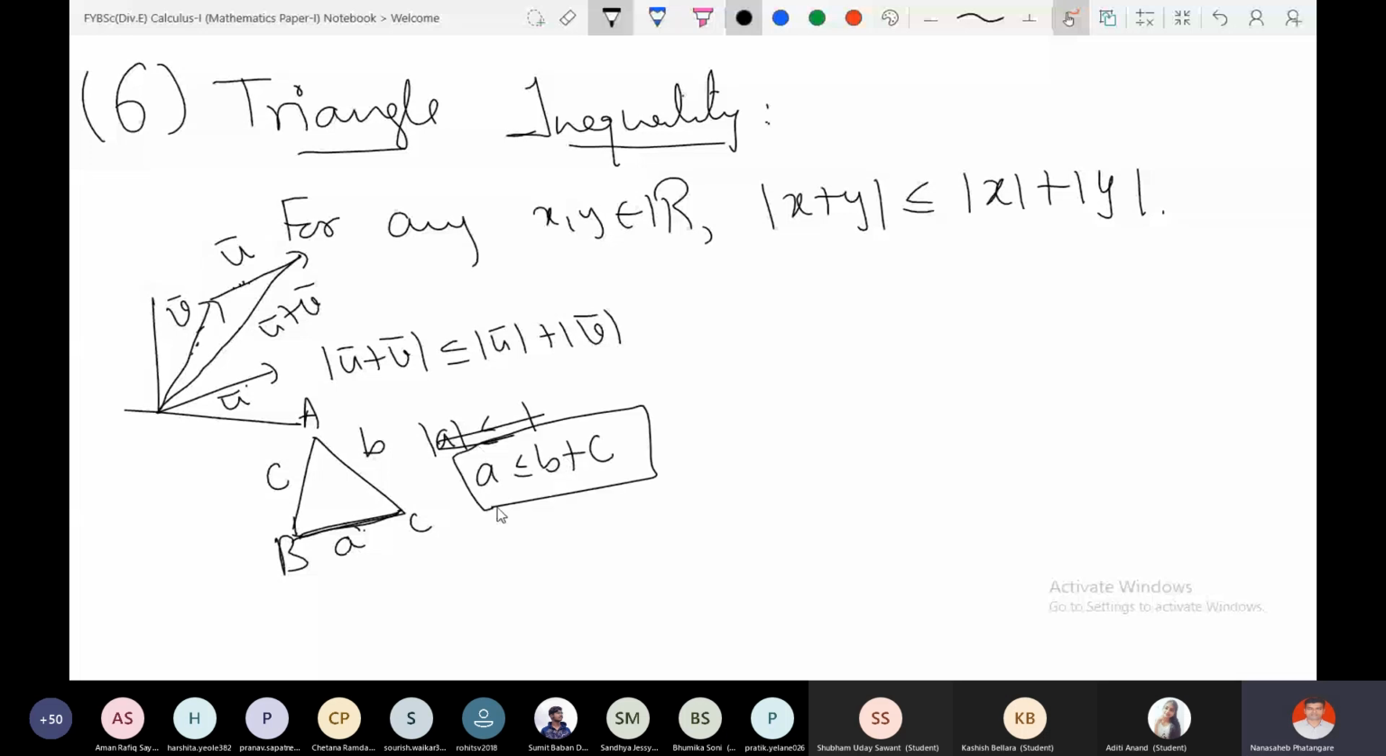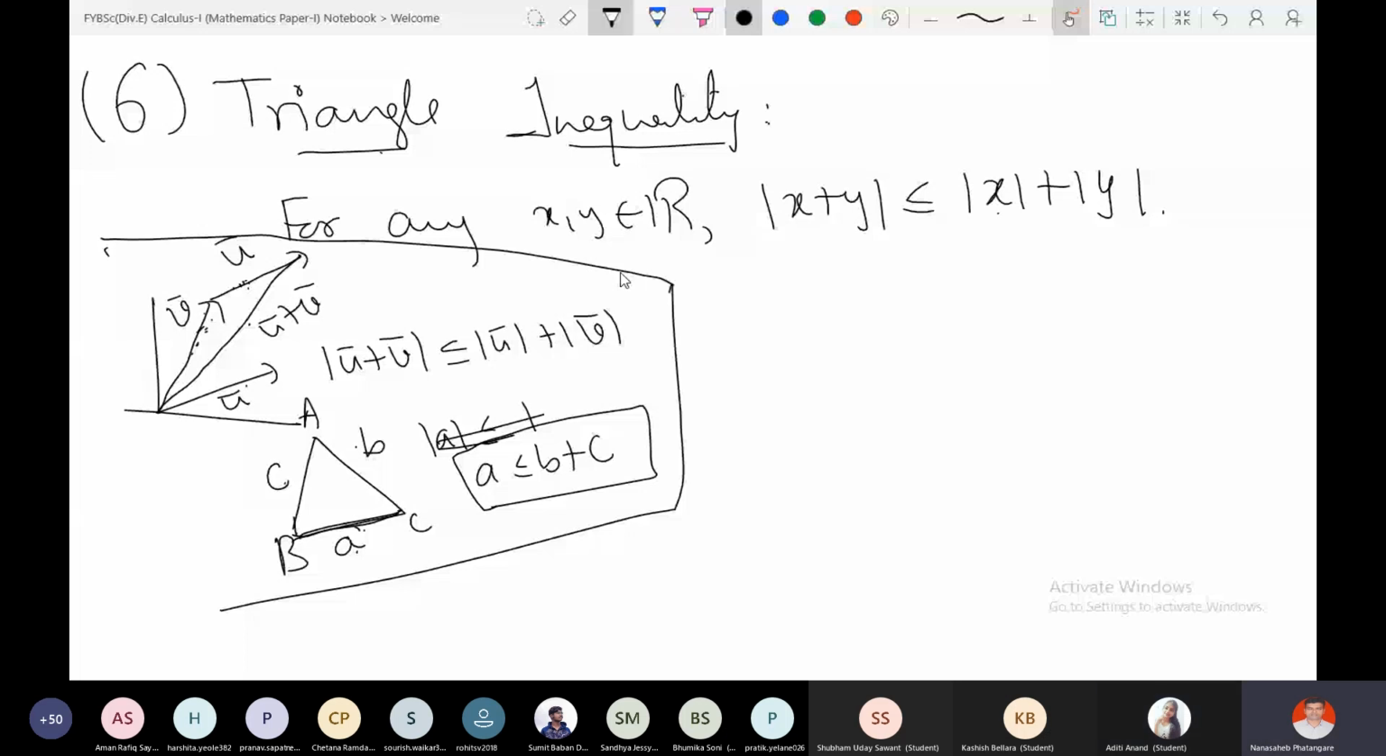So the length of one side of a triangle is less than or equal to the sum of the lengths of the remaining two sides. That is the triangle inequality in the case of vectors. So that's why this is called a triangle inequality. And this is a very important property satisfied by distance. Do you realize this is satisfied by distance?